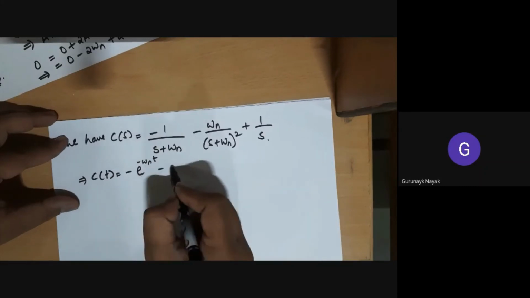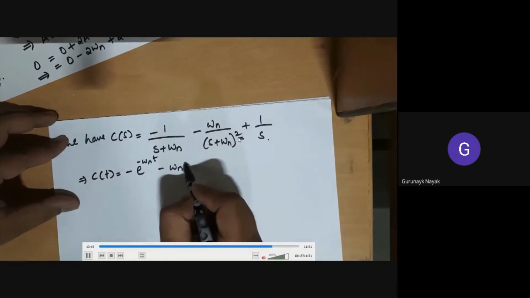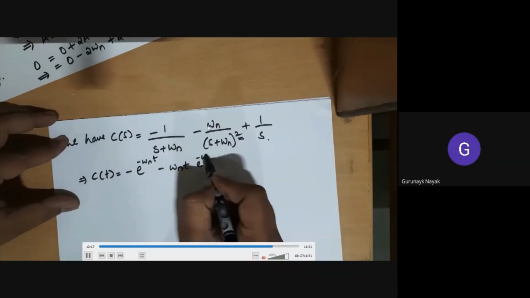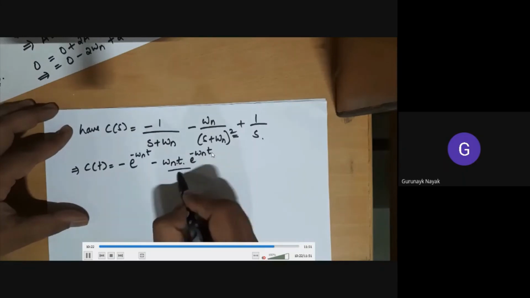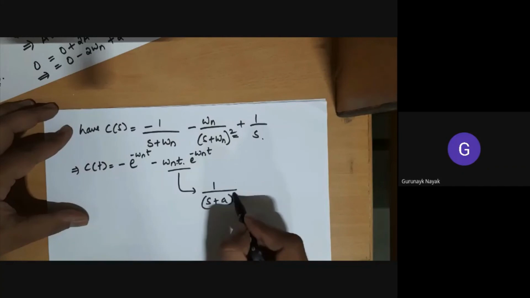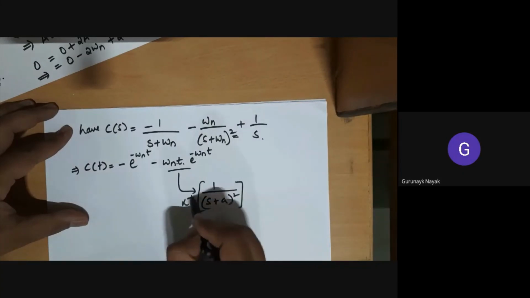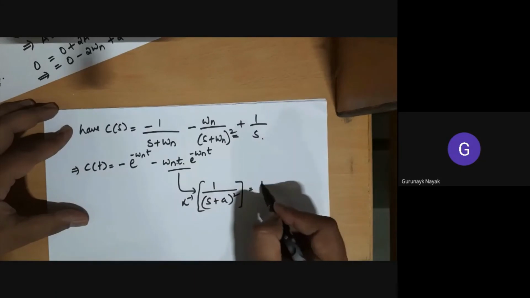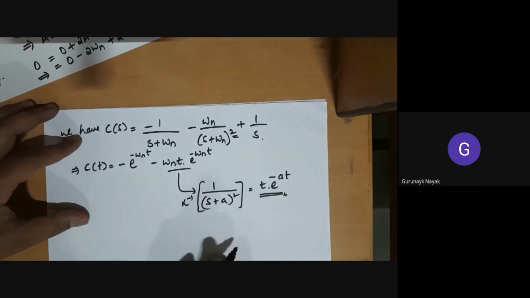Very simple: e raised to minus omega n t. What is the Laplace inverse of this denominator? We have a whole square here. So keep omega n as it is. When you have a whole square, it is t into e raised to minus omega n t. There is one Laplace inverse identity we have: if you have 1 divided by s plus a whole square, its Laplace inverse is t into e raised to minus a t.